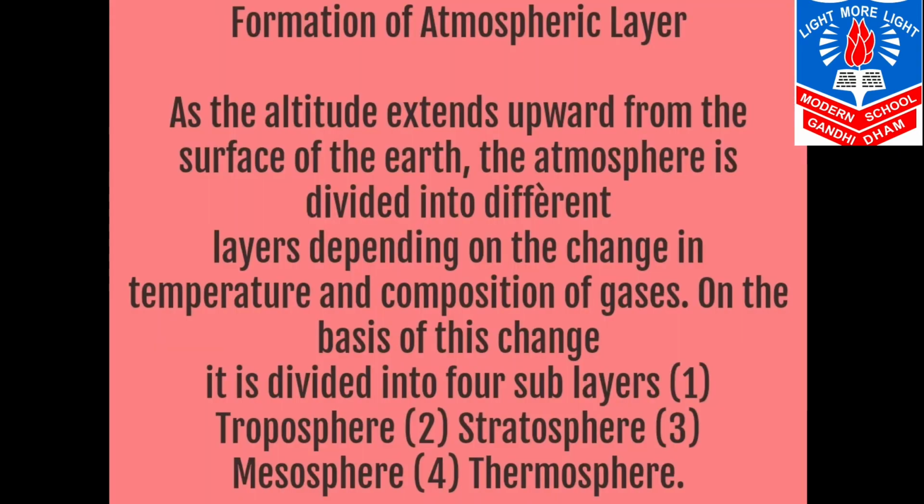Now we are going to learn about the formation of atmospheric layers, how the atmospheric layers are formed. As the altitude extends upwards from the surface of the earth, the atmosphere is divided into different layers, depending on the changes in temperature and consistency of gases. On the basis of these changes, it is divided into 4 sub layers. First one is troposphere, second one is stratosphere, third one is mesosphere, and fourth one is thermosphere.